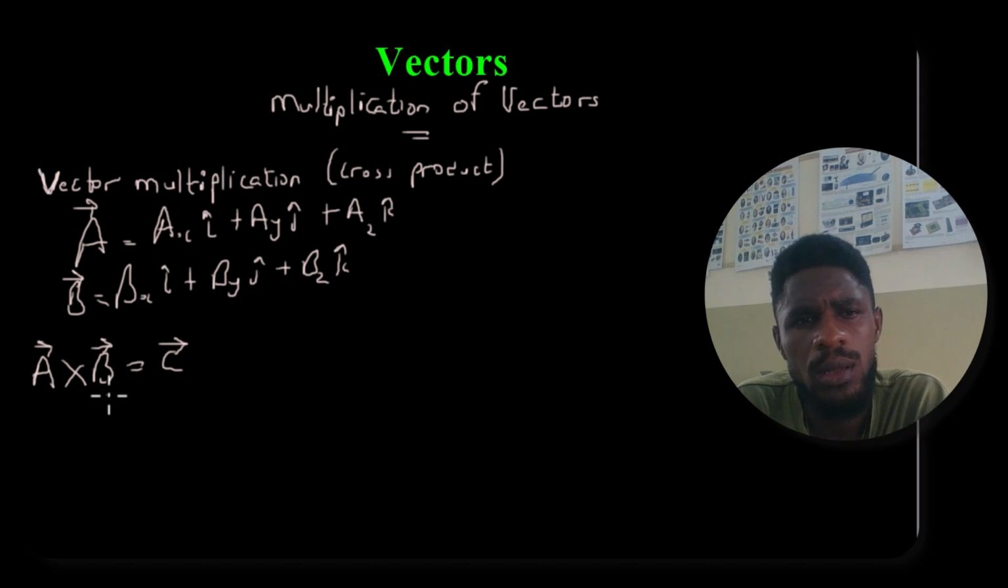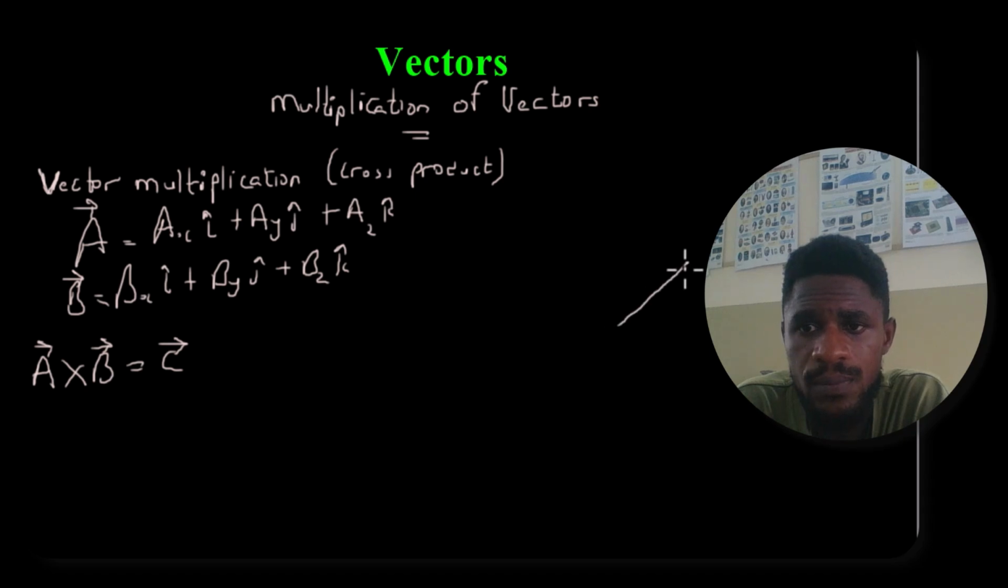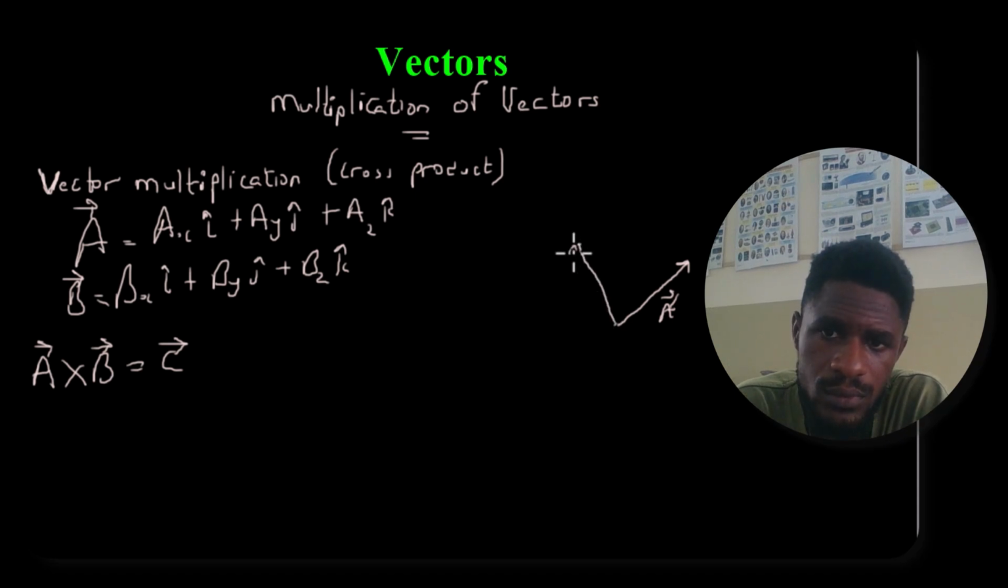Now, like we said, in order to carry out multiplication, the two vectors must be starting from the same point. But this time around, instead of applying our cosine theta, we are going to be applying our sine of theta. So why are we saying that? Imagine I were to have vector A like this. This is vector A. And then I have vector B moving in this direction. So this is vector B.